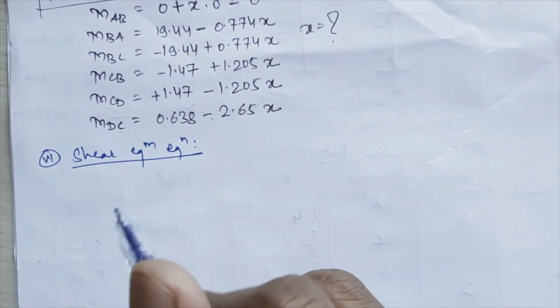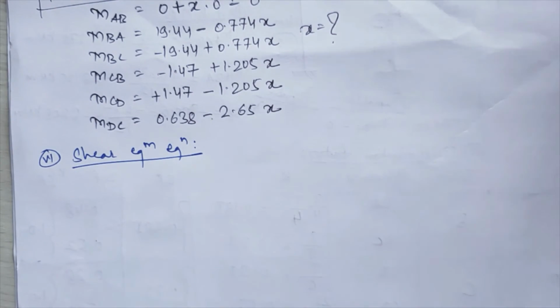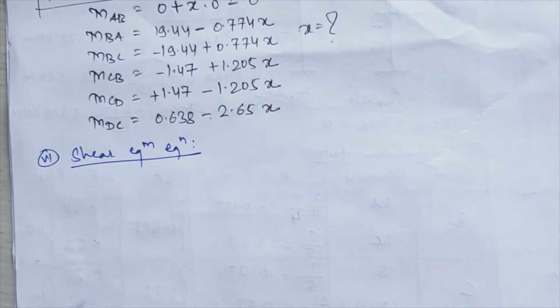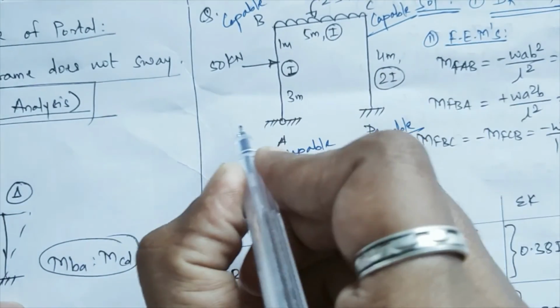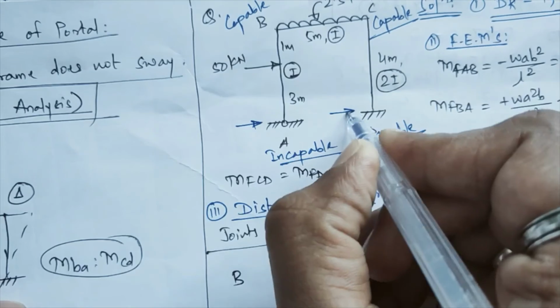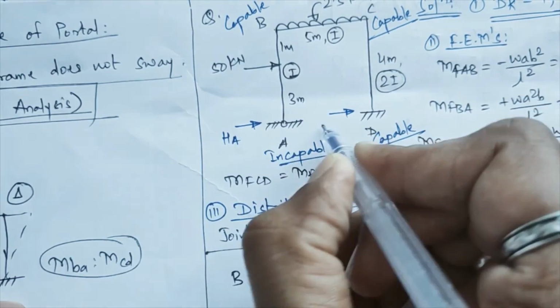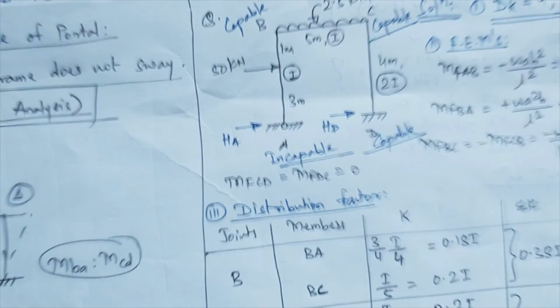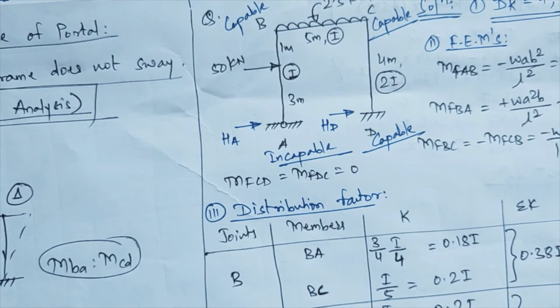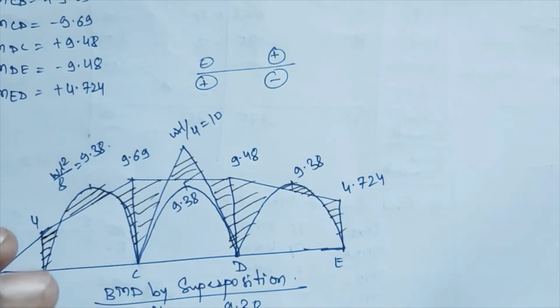Okay, so for the shear equilibrium equation, we assume that the horizontal thrust on your body is towards the right. You have this frame over here. So initially I am assuming that the horizontal thrusts HA and HD are acting towards the right. Same shear equilibrium equation step you have to repeat that we have done in the slope deflection method.